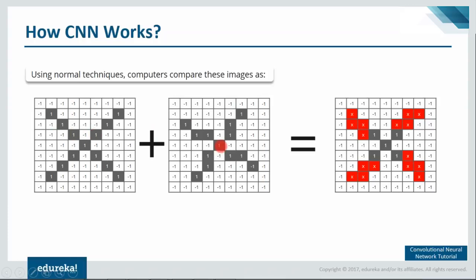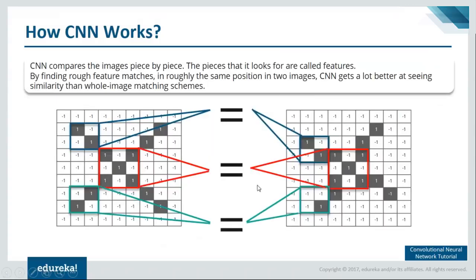So when you add the pixel values of both of these images, you get something like this. So basically our computer is not able to recognize whether it is an X or not. Now what we do with the help of CNN, we take small patches of our image. These patches or pieces are nothing but features or filters. By finding rough feature matches in roughly the same positions in two images, CNN gets a lot better at seeing the similarity than whole image matching schemes.